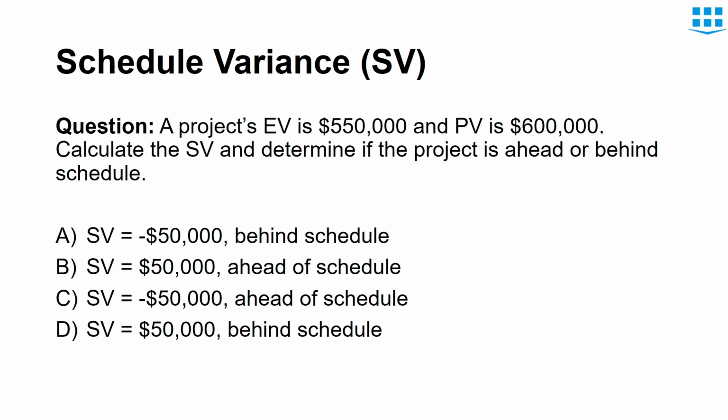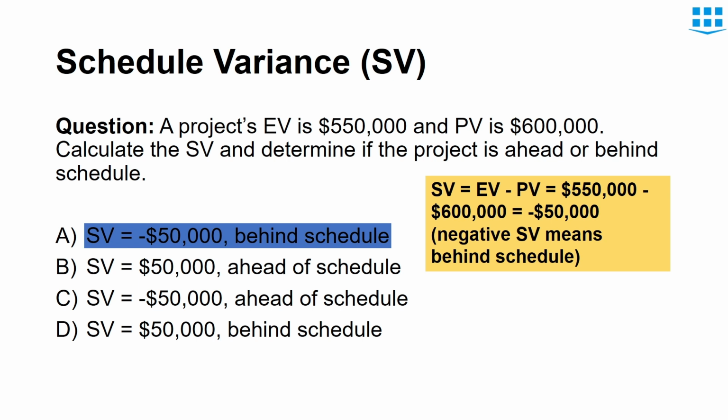Here is an example of schedule variance. A project's EV is $550,000 and PV is $600,000. Calculate the SV and determine if the project is ahead or behind schedule. Here again, we can see that the earned value is less than the planned value. Therefore, the schedule variance would be negative. So this negative $50,000 shows that the project is behind schedule.